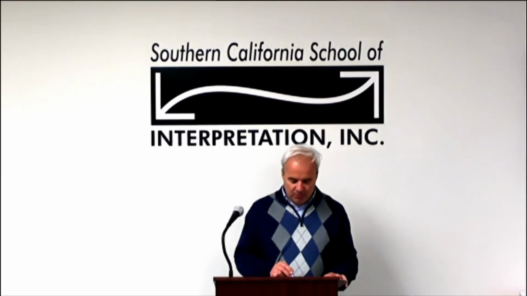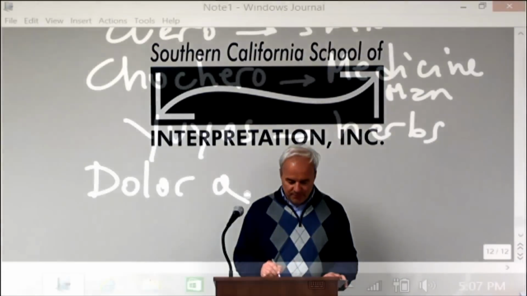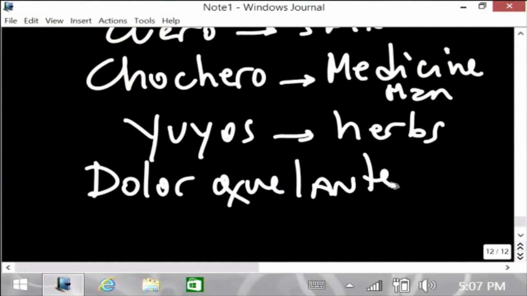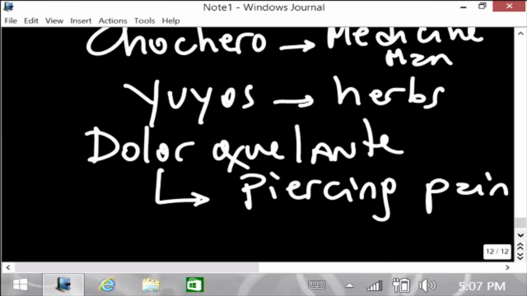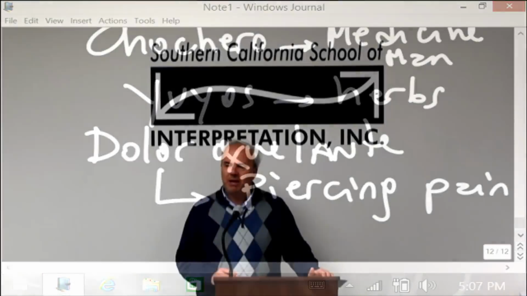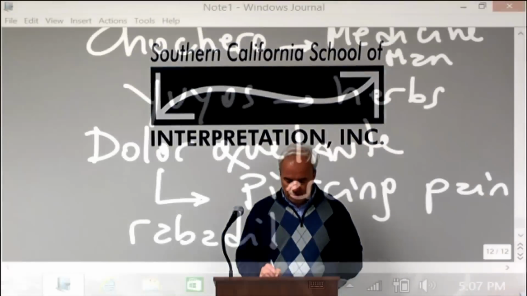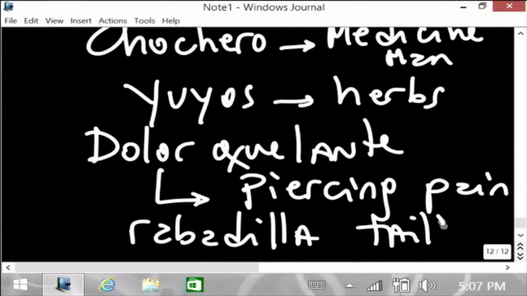There's one particular type of pain, dolor quelante, that is very odd, but this means piercing pain. I say it's odd because sometimes people use it, but a piercing pain is more like un dolor constante, no quelante. Sometimes people say, well, doctor, tengo un dolor muy quelante en la rabadilla, for example. By the way, how do you say rabadilla? Tailbone. Tengo un dolor quelante en la rabadilla. I have a piercing pain in my tailbone.